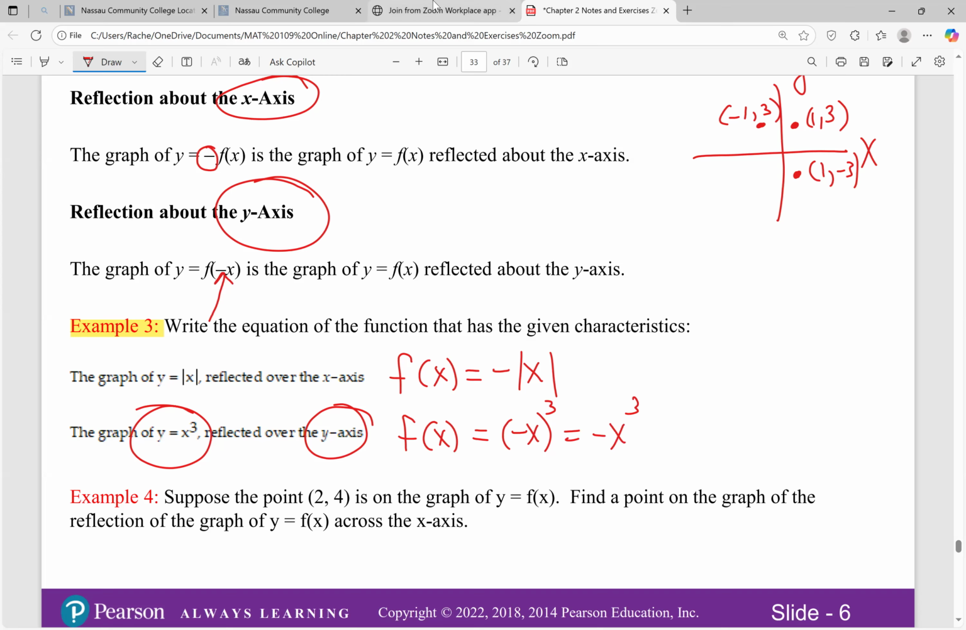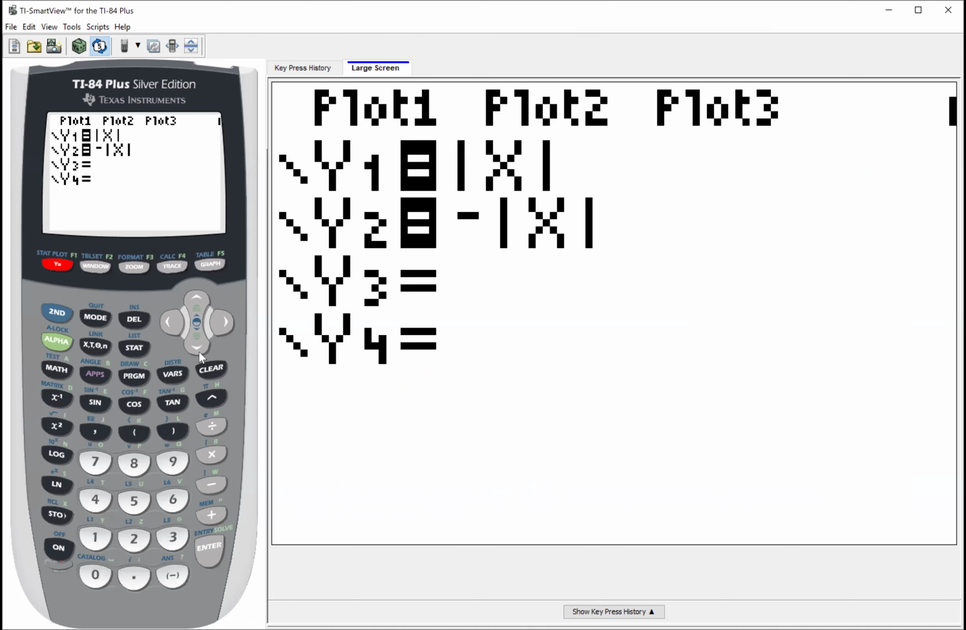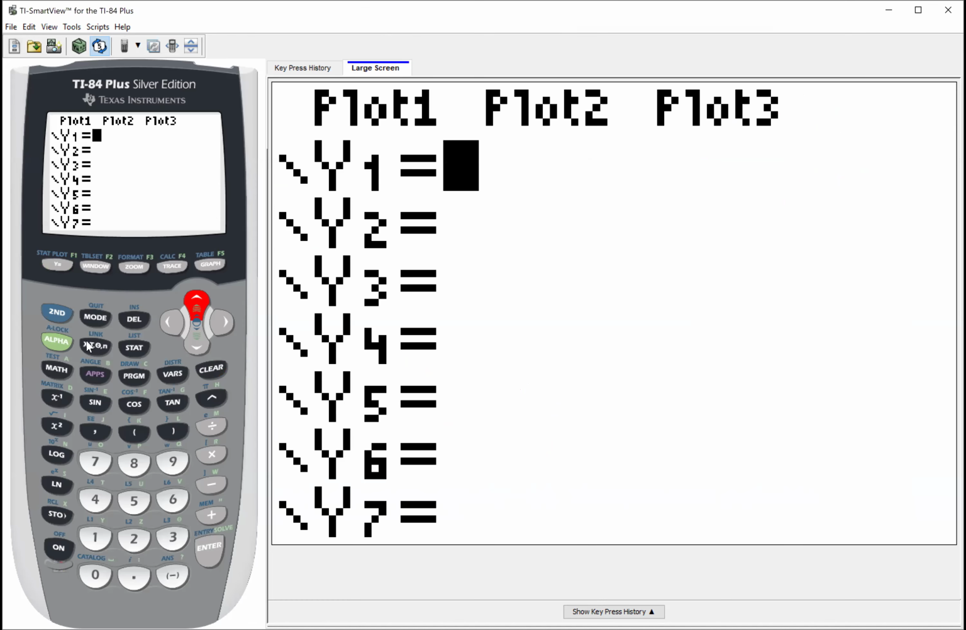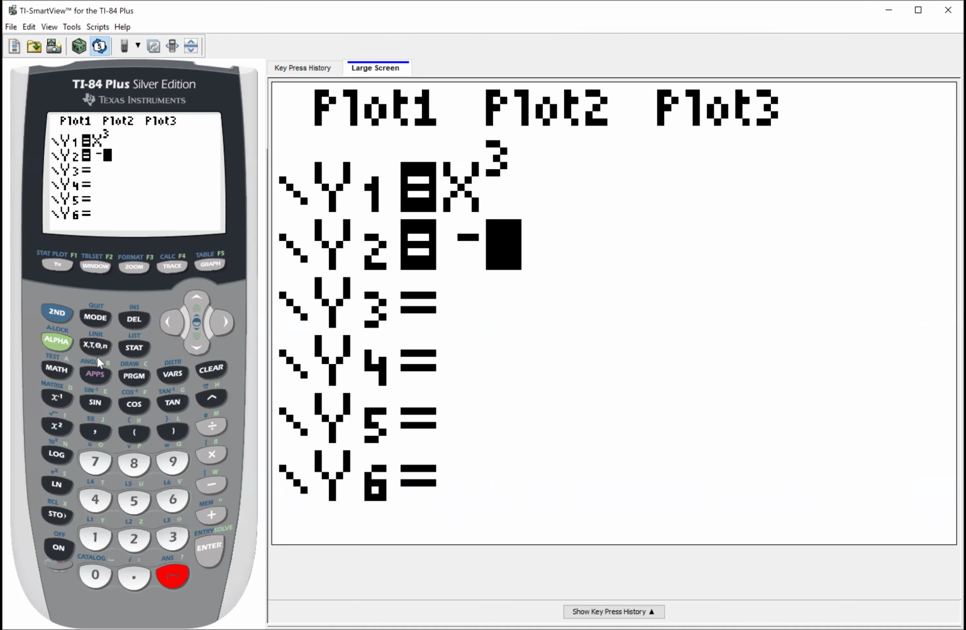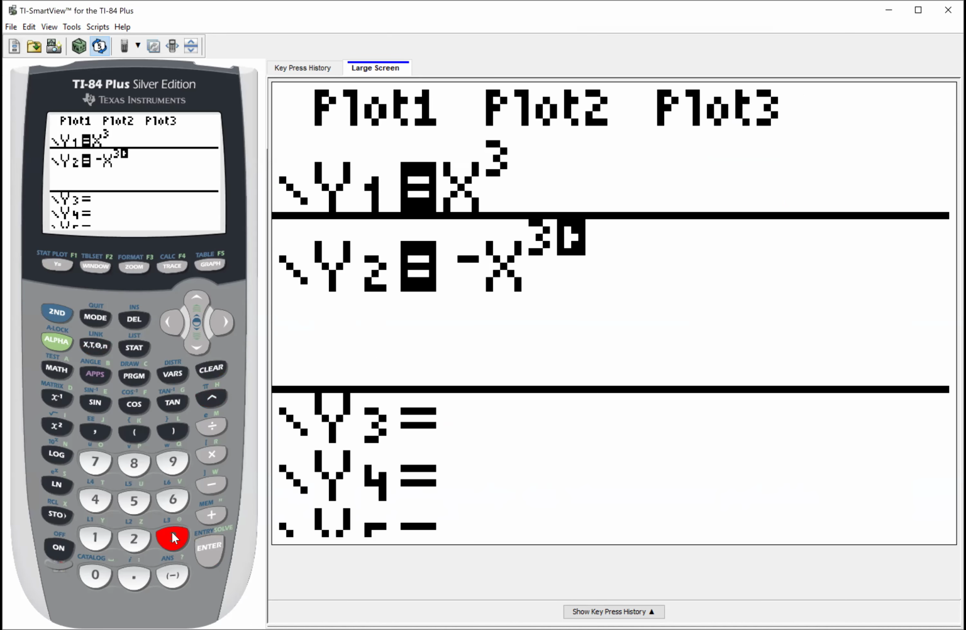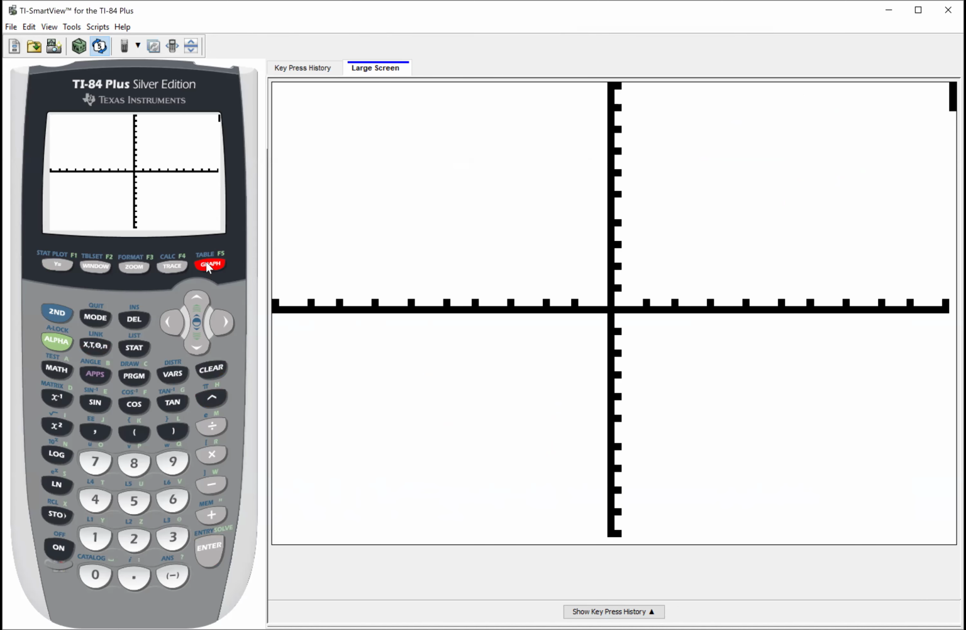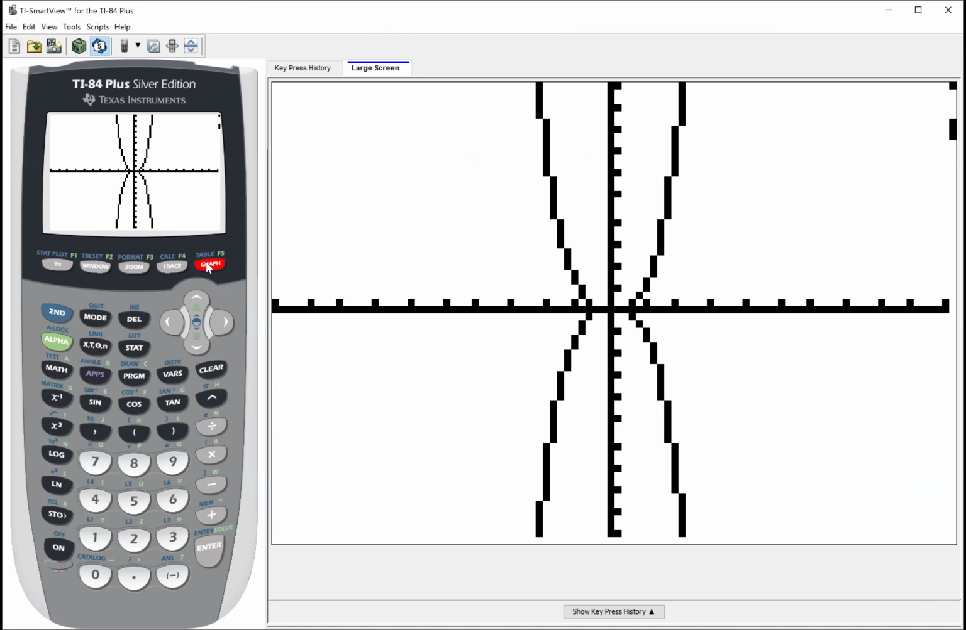And we'll graph this one also. So first let's graph x to the third, and then negative x to the third. Now you see this is a reflection over the y-axis, right? Imagine taking x to the third and reflecting it over the y-axis. These two graphs would match up.